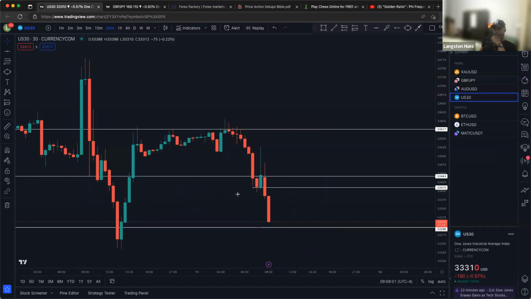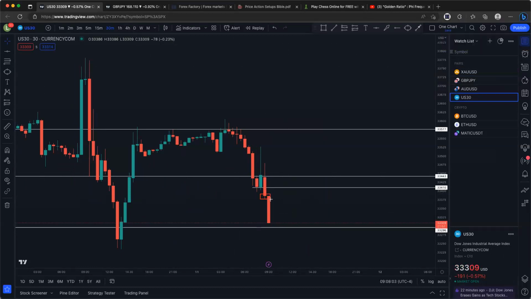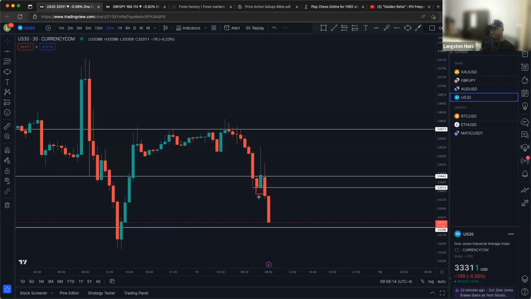Impulse on the break of this low right here, and I'll close it at $77. Yes. On the break of this low, also previously on the break of that low. Good analysis, Langston. Took some profits there.